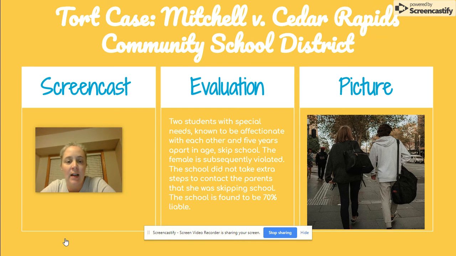The school district did have in place a system where the parents would get notified at the end of the school day when they left, but the parents felt that since their child had special needs, they needed more communication. When this female and male left the school building, the young girl was violated while another friend watched and shot her with BB guns. The school did not take extra steps to contact the parents, and the school was found to be 70% liable.